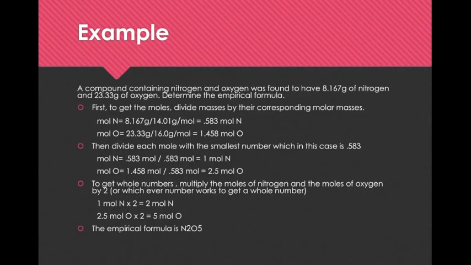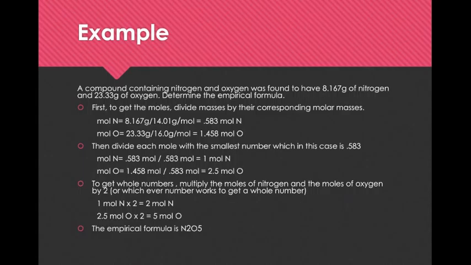Here's an example of how to find an empirical formula. A compound containing nitrogen and oxygen was found to have 8.167 grams of nitrogen and 23.33 grams of oxygen. Determine the empirical formula. First, we find the number of moles of each element by dividing their given masses by their corresponding molar masses. Once we divide to get our moles, we divide each mole by the smallest number from before, which in this case is 0.583.